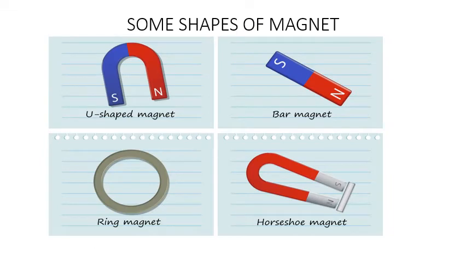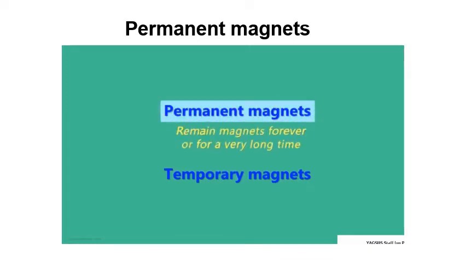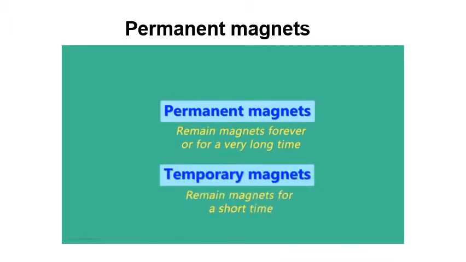Shapes of magnets. Below are some of the shapes of magnets. We have U-shaped magnets, we have a bar magnet, we have a ring magnet, we have a horseshoe magnet, and other shapes of magnets. Permanent magnets, they retain their magnetic properties forever or for a very long time. Temporal magnets, they retain their magnetic properties for a short time.